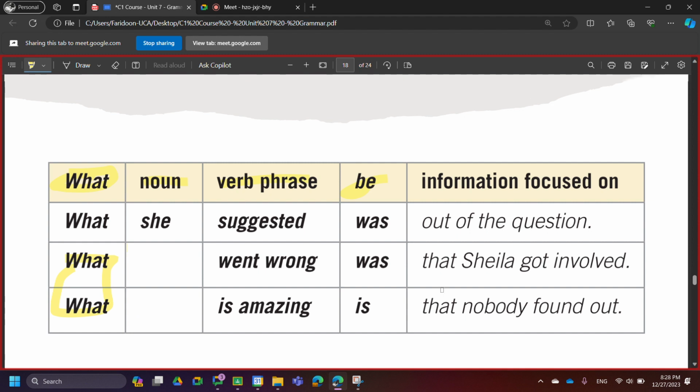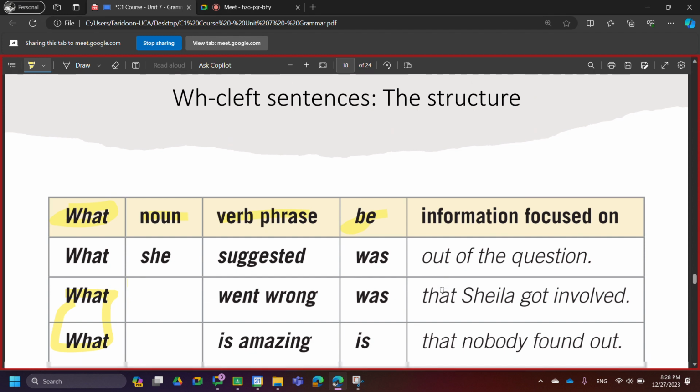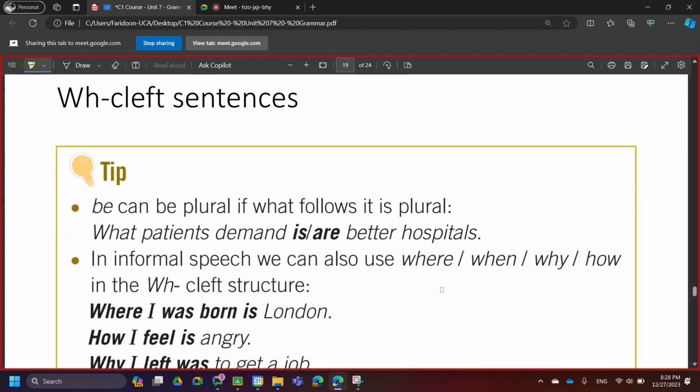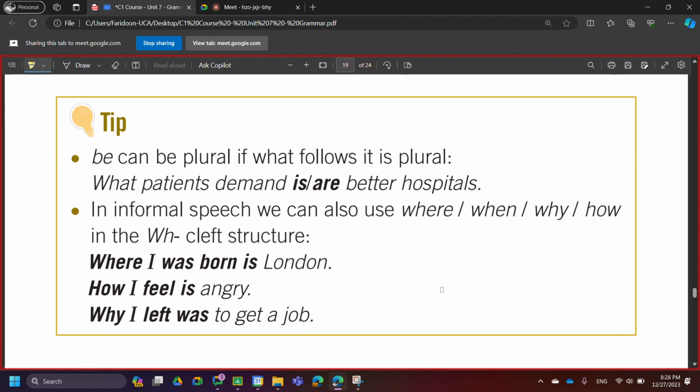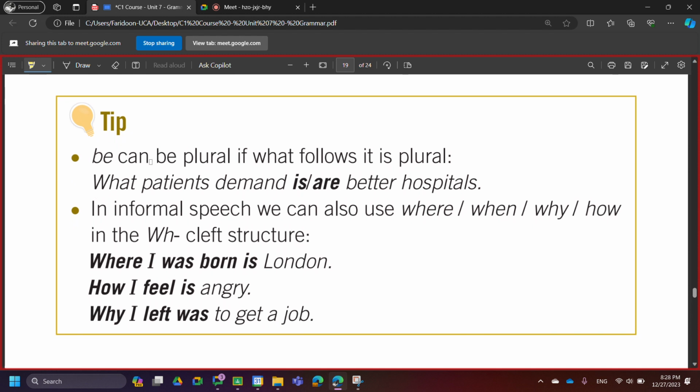All of them are really good WH cleft sentences. Okay, so WH cleft sentences, there's a tip now about it. Be can be plural if what follows it is plural. Now, this is a really good way to tell. If you say "What patients demand is better hospitals," and you check "hospitals" and see, okay, it has an S, so why am I not using a plural verb?